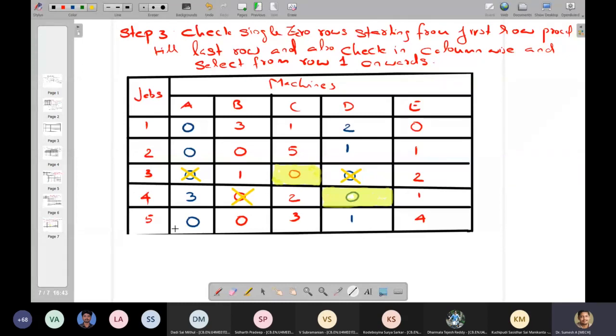Yeah, now column E. What's the status? Single 0. Column E is only single 0. Yeah, so when that is, you have to select it.